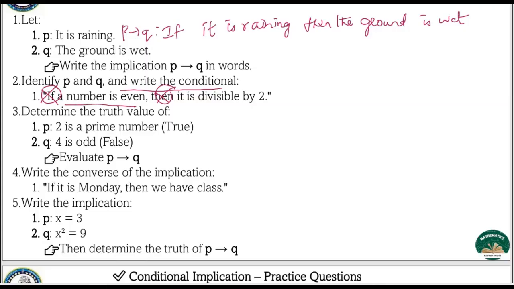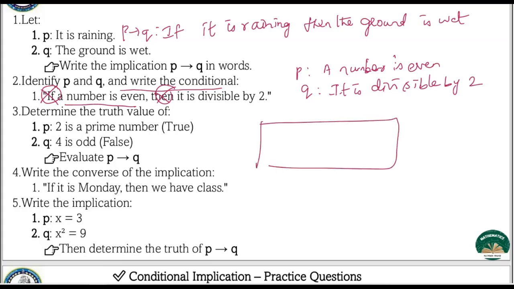So this will be P: a number is even, and Q: it is divisible by 2. Then we have the next one. Determine the truth value of this. What will be the truth value for this?